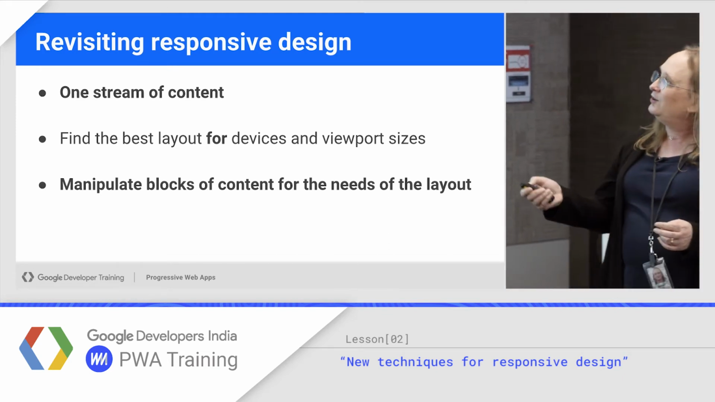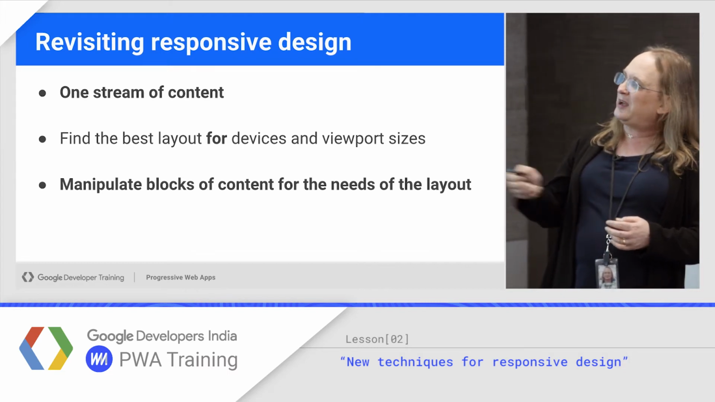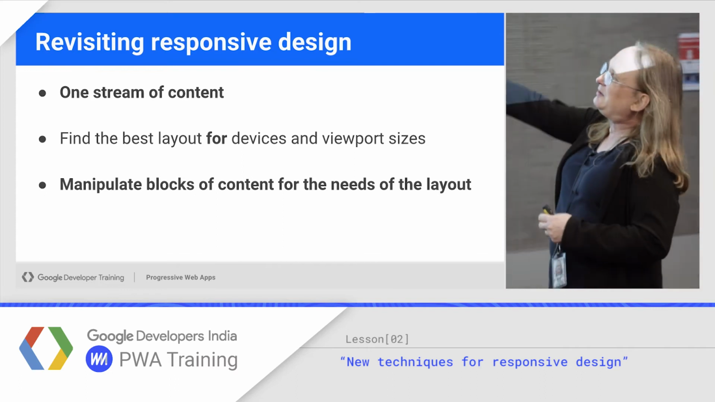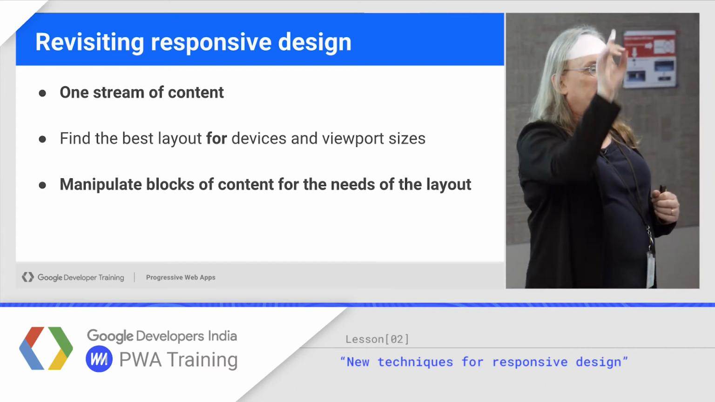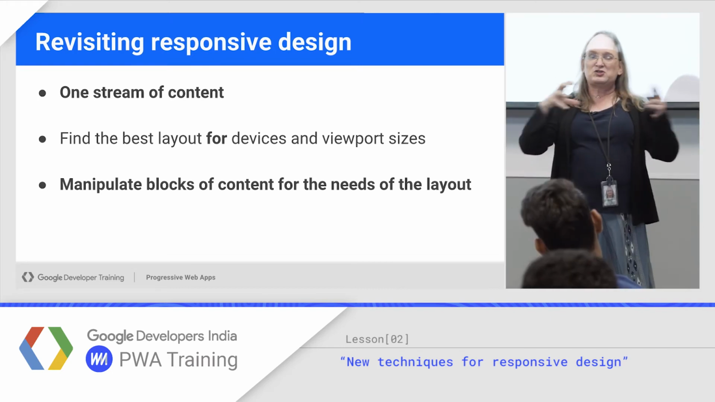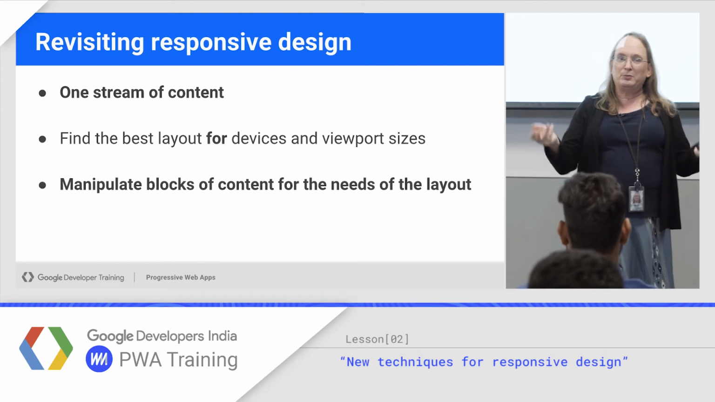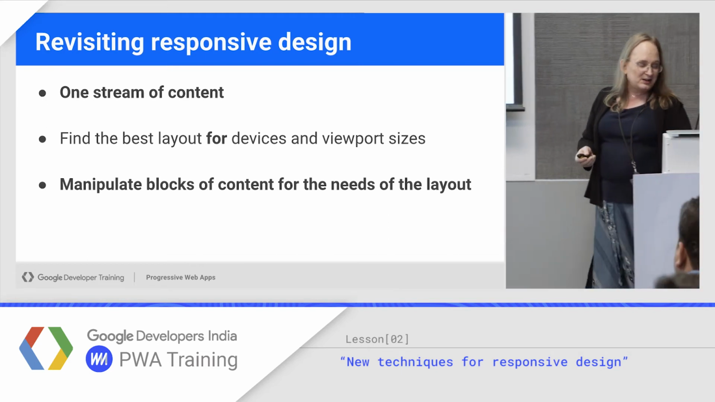And then for each device and viewport size, and I would say even for audiences, think about the best layout and then take blocks of content out of that stream and move them. Move them to the side, move them to the top, pin them to the top or the bottom, stretch them, maybe remove them or hide them, as needed for the needs of that audience and device.